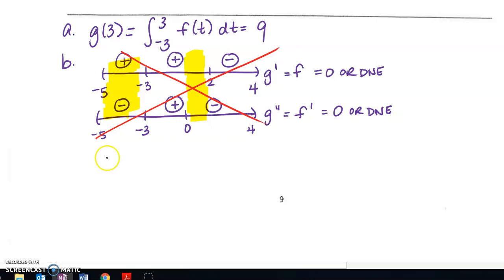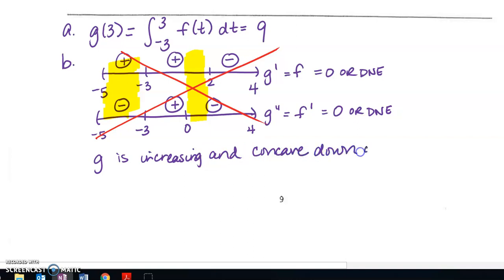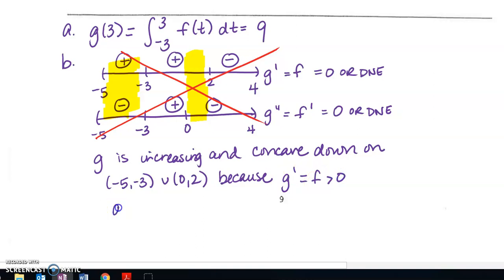We say G is increasing and concave down on this interval. And the because is, I think, the most important part, because it explains how you know your answer. G prime equals F is greater than 0, and G double prime equals F prime is less than 0 on the exact same interval.